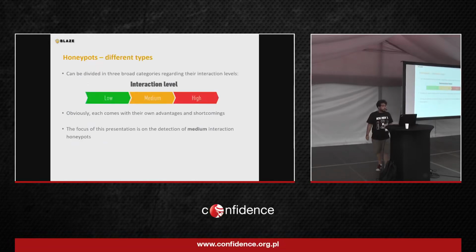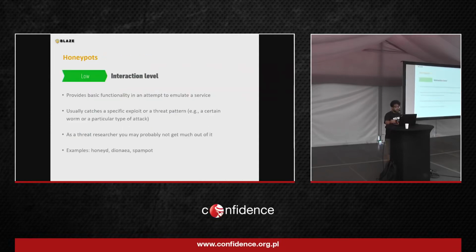So talking about the different types of honeypots, about the interaction levels, we have low, medium, and high interaction, and obviously each of them has different advantages and disadvantages. The focus of the presentation will be on the detection of medium interaction honeypots. Low interaction honeypots are just way too easy to detect, really. It's not even worth the time. So I decided to have the special focus on the detection of medium interaction ones.